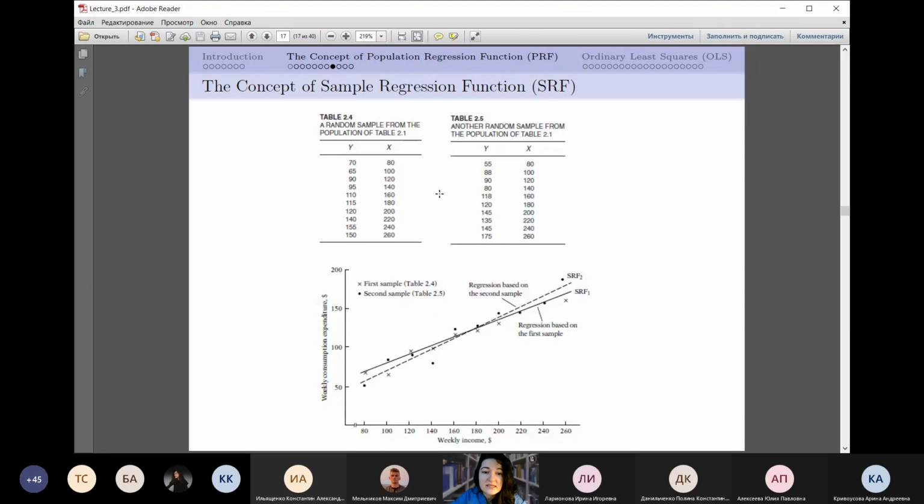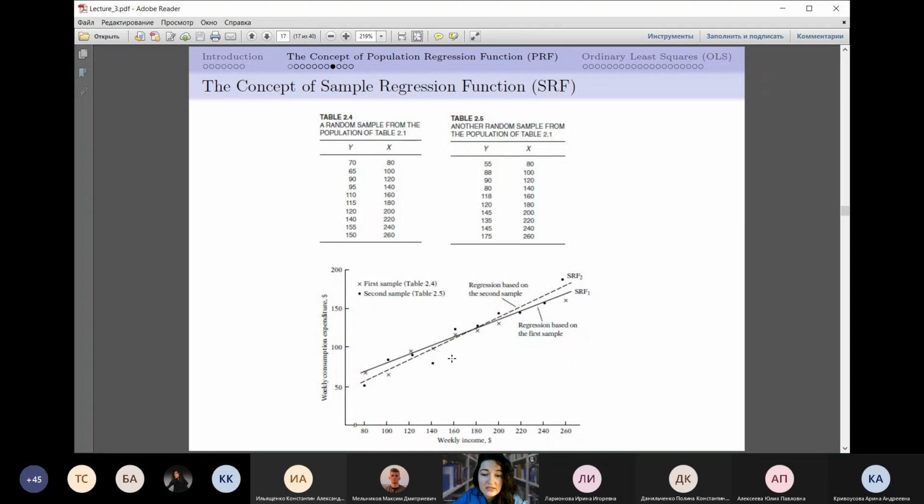Let's take a look at this example. We have two samples. In this table, you can see the data from the one sample, and in this table, you can see the data from the second sample. But both of the samples come from the same population, absolutely the same population. What can we do? We can plot the data of both tables on one graph.